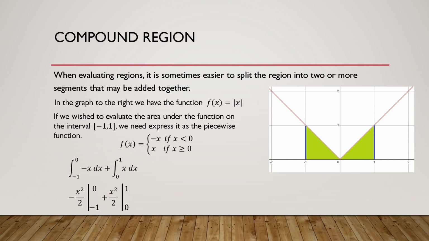When we take this integral, we have negative x squared over 2 evaluated from -1 to 0, plus x squared over 2 evaluated from 0 to 1, which gives us negative 0 squared over 2 minus negative 1 squared over 2, plus 1 squared over 2 minus 0 squared over 2. When we take the 0 parts out and simplify, we are left with 1/2 plus 1/2, equaling 1 square unit of area.